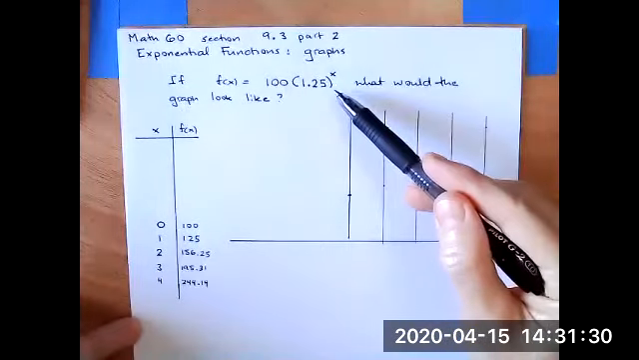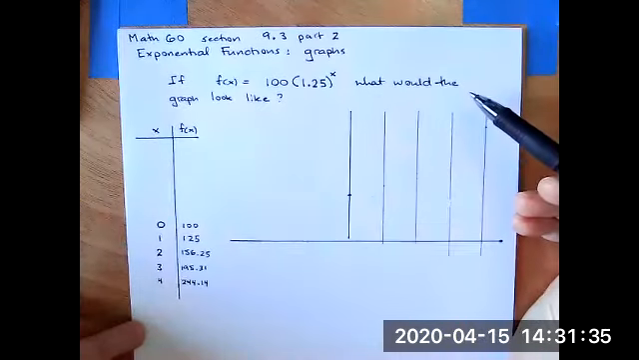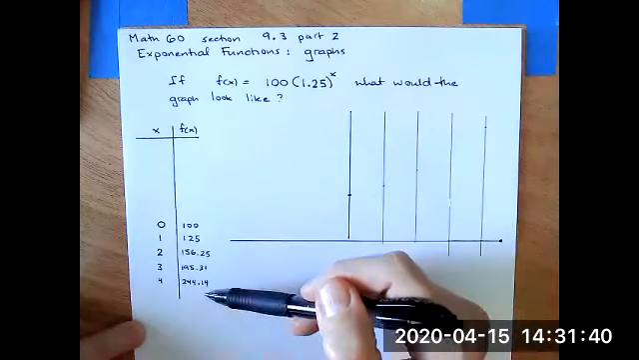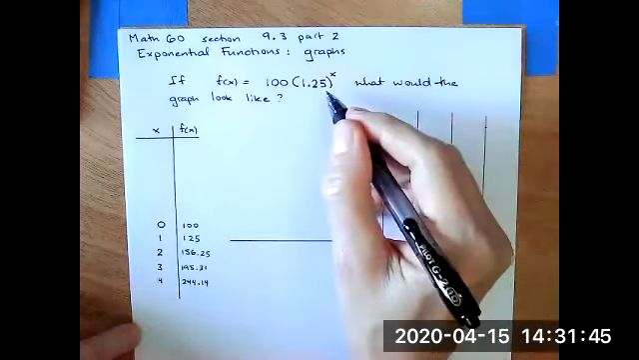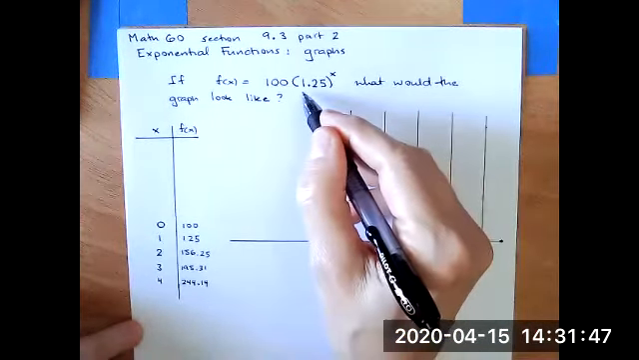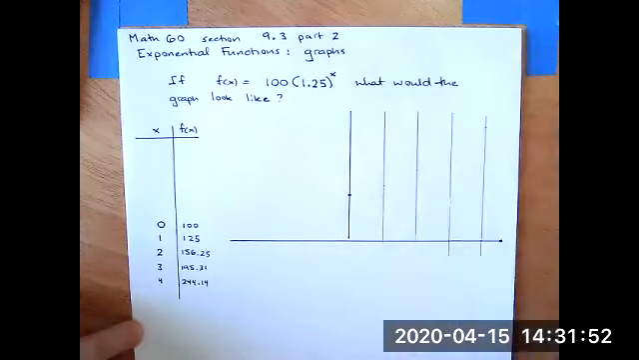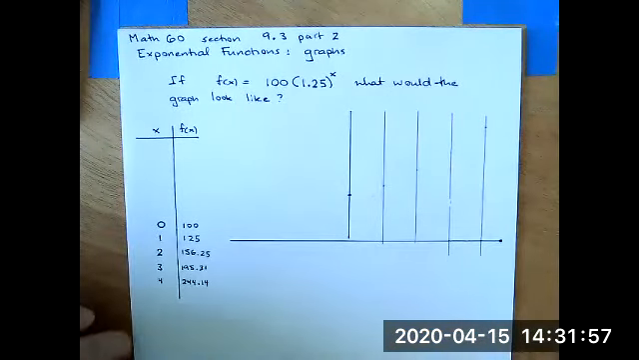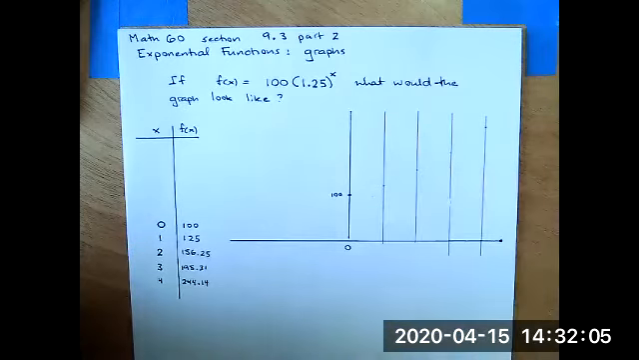If f of x is 100 times 1.25 to the x, what would the graph look like? Well, you can plot points, but one way to think of it is to think of the percent rate of change. So this function is increasing by 25% per unit of x. 25% is 1/4. So at time 0, we have 100.